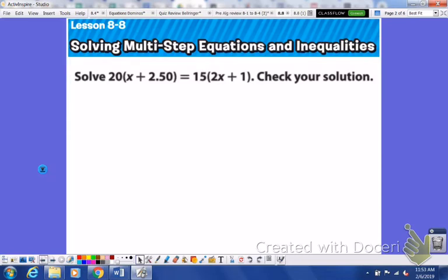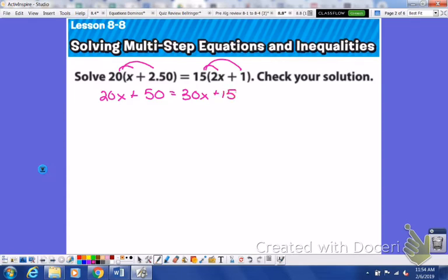So first off, solve 20 times (x plus 250) equals 15 times (2x plus 1), then check your solution. So you'll notice we have distribution on both sides this time. Some of you previously had divided when you saw your distribution. Because it's on both sides, we're going to have to actually distribute. So distribute our 20. 20 times x gives us 20x, plus 20 times 2.5 gives us 50, equals, distribute on the other side, 15 times 2x gives us a 30x, and 15 times 1 gives us plus 15.